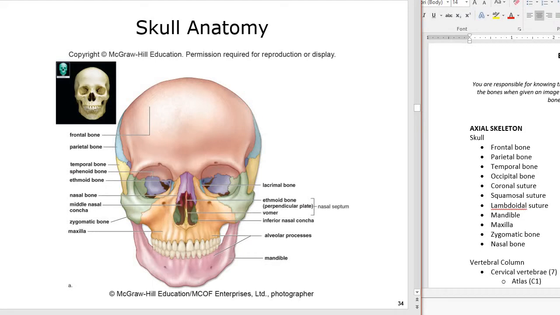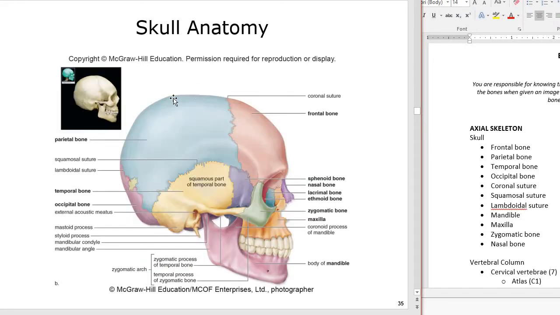The parietal bone is better seen from the side. You can see it here in blue. It's a larger bone, and it's actually made up of two bones, one on each side of the head. So we have one frontal bone, two parietal bones. Now these bones are separated from each other by sutures, and you're going to need to know these sutures as well. Here we can see the coronal suture, the squamosal suture, and the lambdoidal suture.